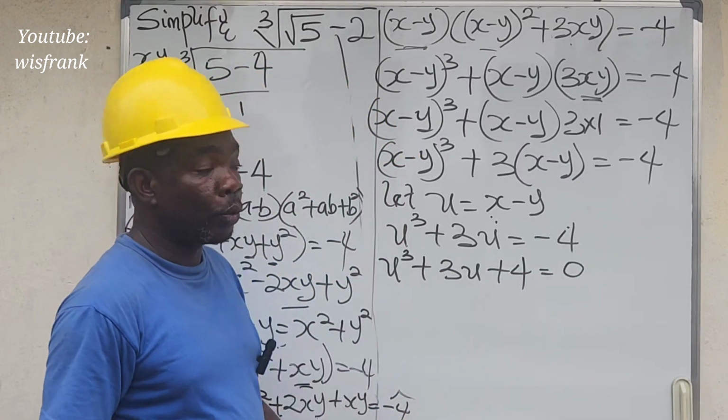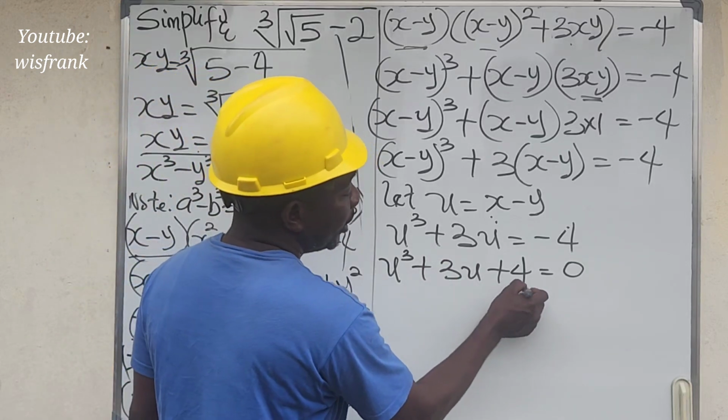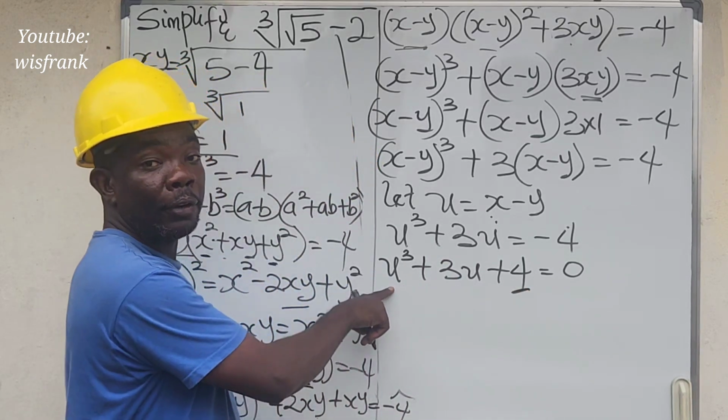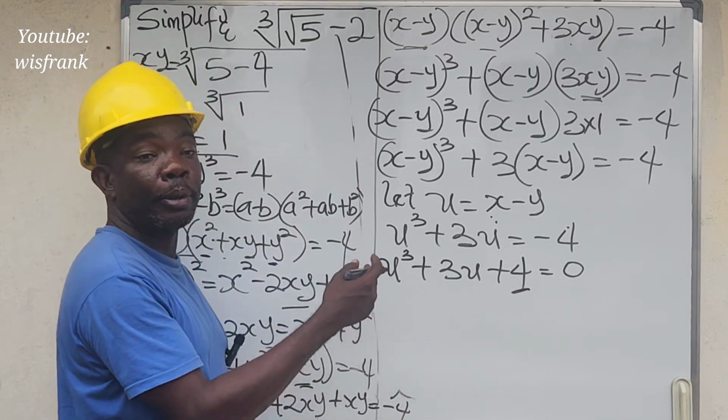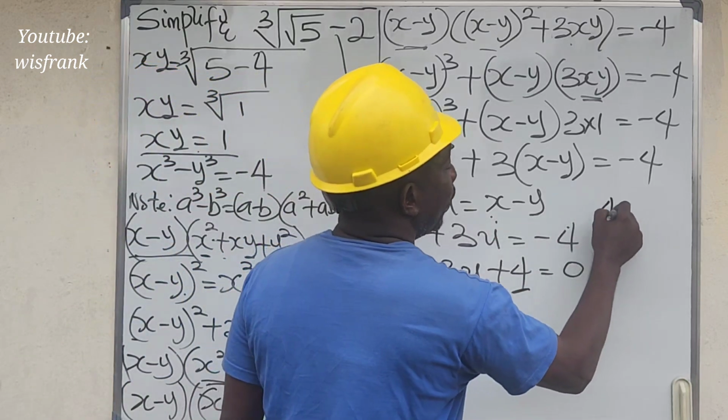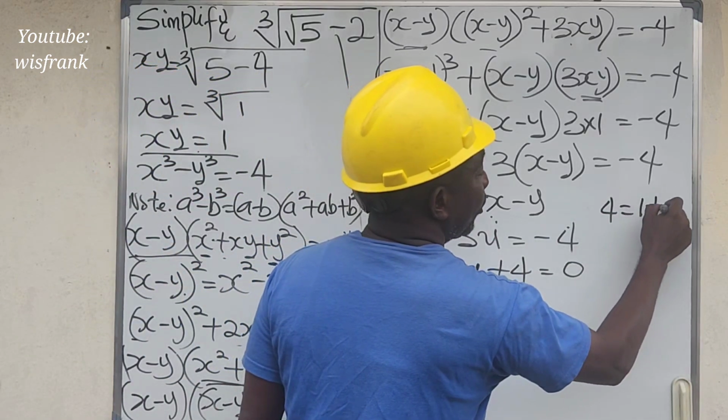And this is to the power of 3, and it's a cubic equation. And we want to replace this 4 to find a value or a constant that is raised to the power of 3. So this 4 can be written as 1 plus 3.